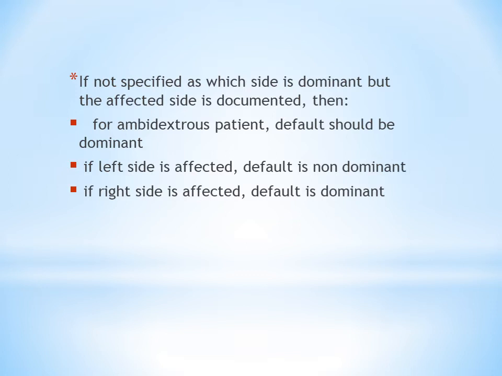Then one more condition, the ambidextrous patient. An ambidextrous patient has both sides as dominant. You may know some people can write with both their left hand and right hand. In that case, whichever side is affected by hemiplegia should be taken as dominant. If an ambidextrous patient has hemiplegia on the right side, the code for hemiplegia on right dominant side should be taken. If on the left side, hemiplegia on left dominant side should be taken.